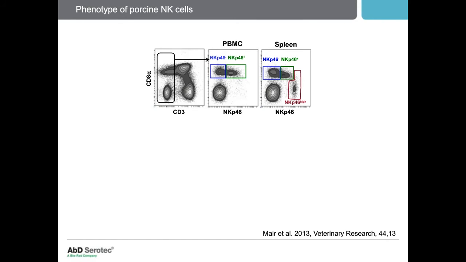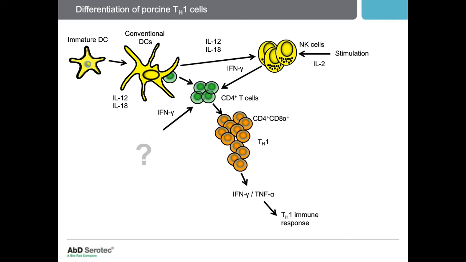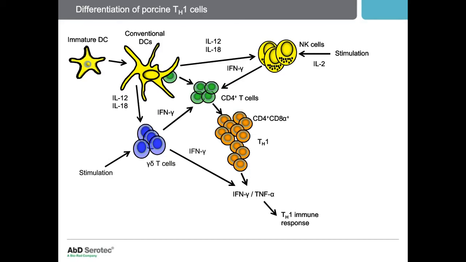When we looked at the function of these three NK cell subsets, we could show that the NKp46 high subset are the main interferon-gamma producers. But there might be an additional source of interferon-gamma, and this additional source are gamma delta T cells. These gamma delta T cells can be stimulated by IL-12 and IL-18, and they produce, in addition to the NK cells, interferon-gamma.